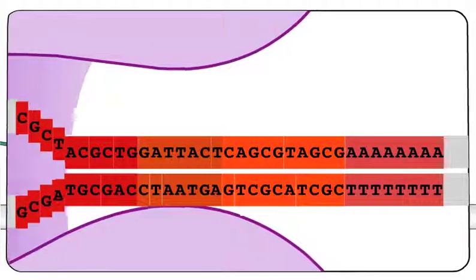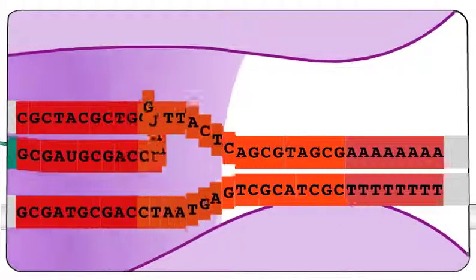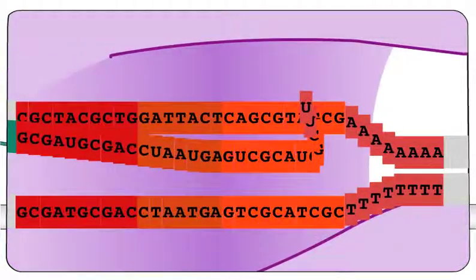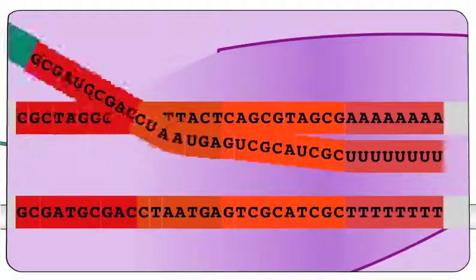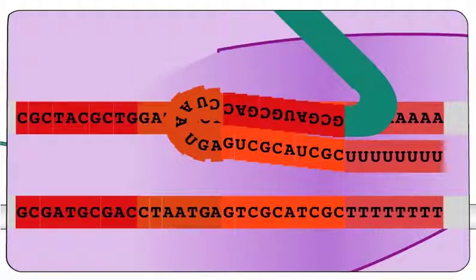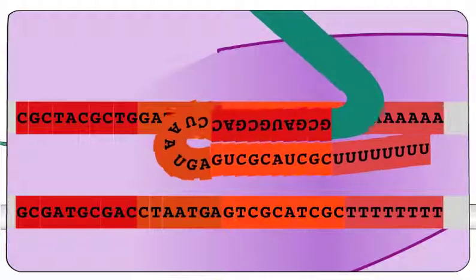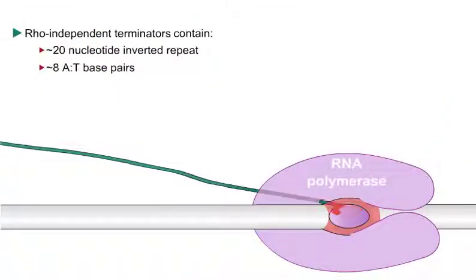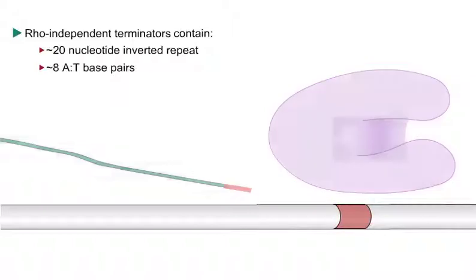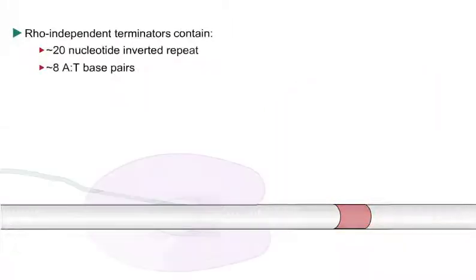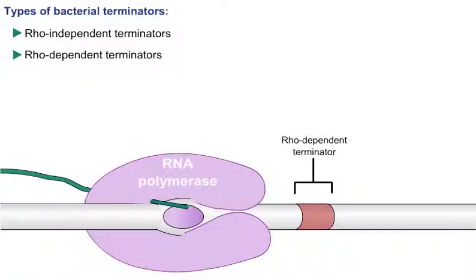The RNA that results from the inverted repeat sequence is able to base pair with itself and forms a hairpin structure. The hairpin then disrupts the elongation complex. AU base pairs are the weakest of all base pairs, allowing the RNA to easily dissociate from the DNA. Rho-dependent terminators are less well characterized, but optimally consist of stretches of about 40 nucleotides that do not fold into a secondary structure in the RNA transcript.